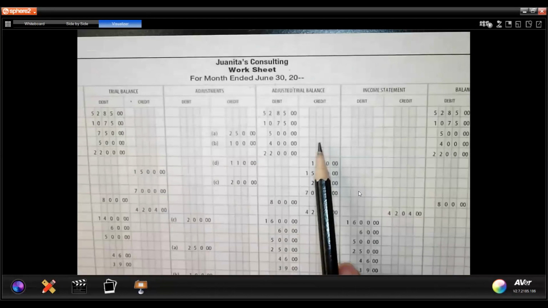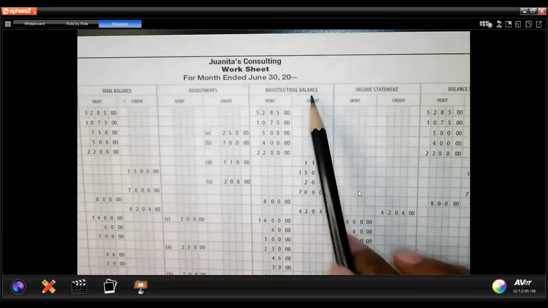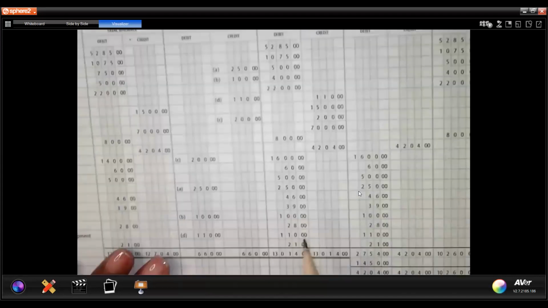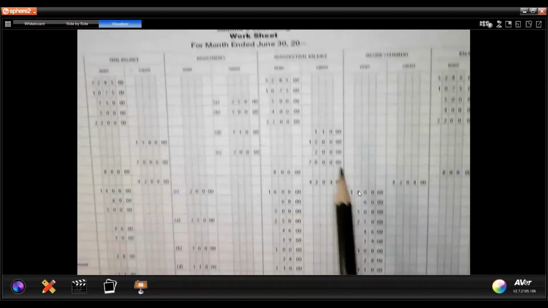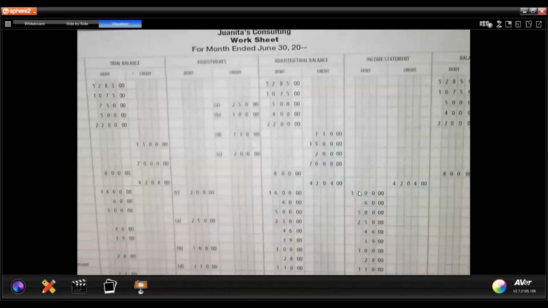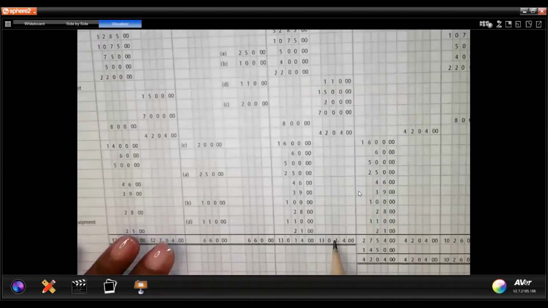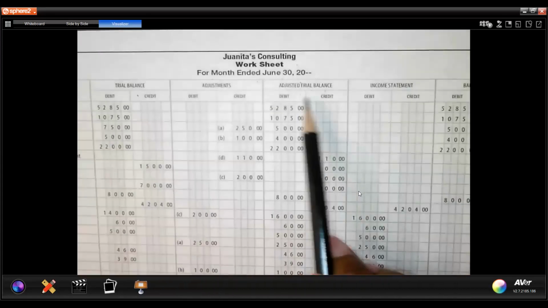Remember, we use our adjusted trial balance because this is what proves debits equal credits. On our adjusted trial balance, we always need to complete that because we're going to prove that debits equal credits. As we can see here on Juanita's consulting business, her adjusted trial balance is in balance.